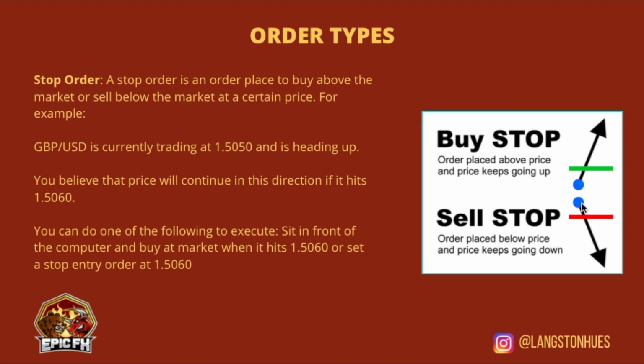The blue dot here is price. You believe that when price reaches here, it's going to continue going in a downward trend. So you decide to put a sell stop here, because you believe that once price gets here, it's only going to continue going down. So you enter it. You're entering in the same direction, but in the future.